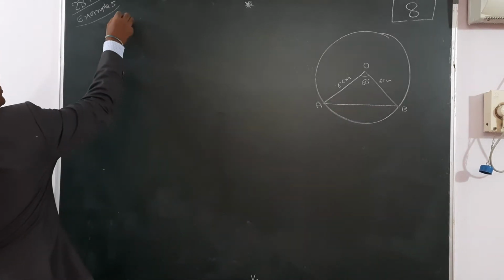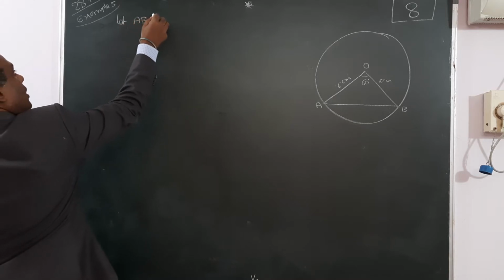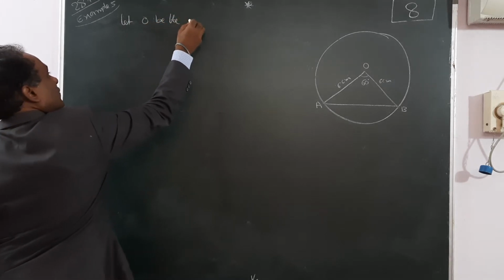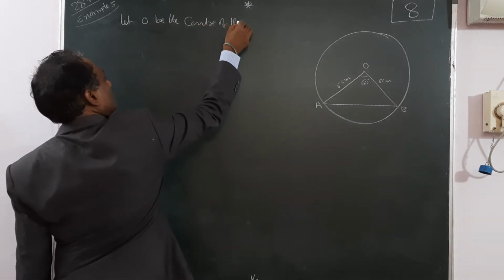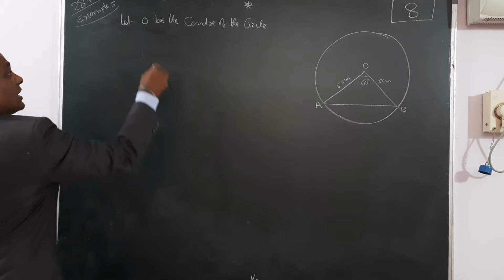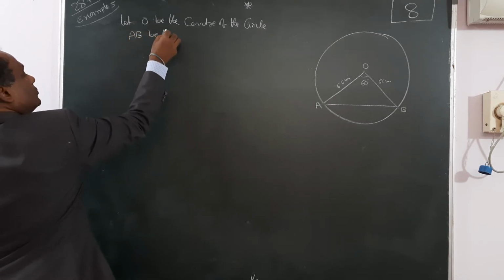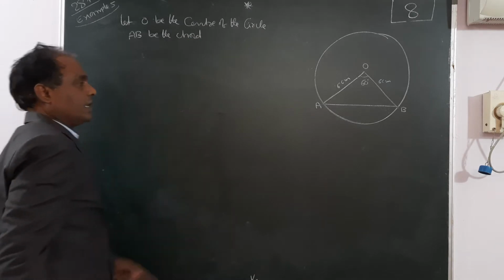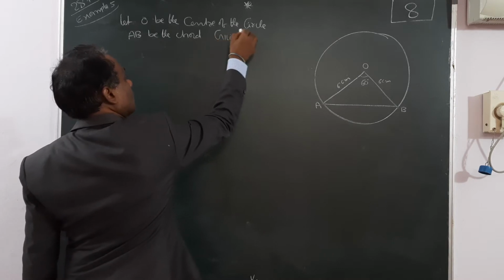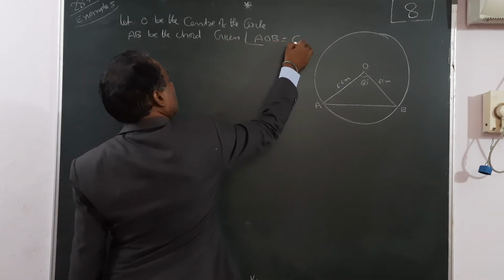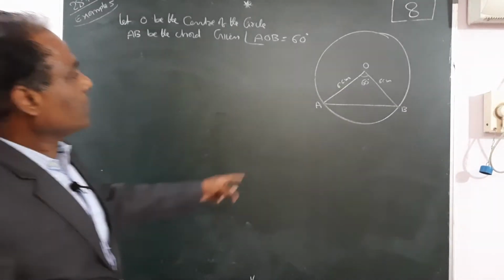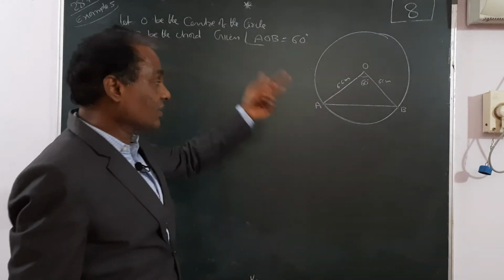So let O be the center of the circle, AB be the chord. What is angle AOB given? Angle AOB is equal to 60 degrees. It is given. So the chord is making an angle 60 degrees at the center. It is given in the problem.